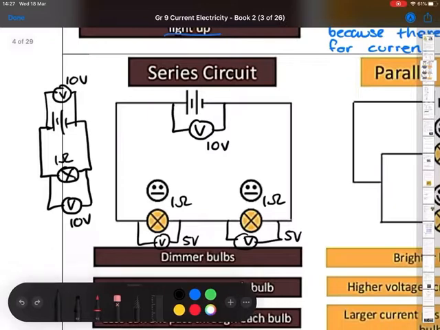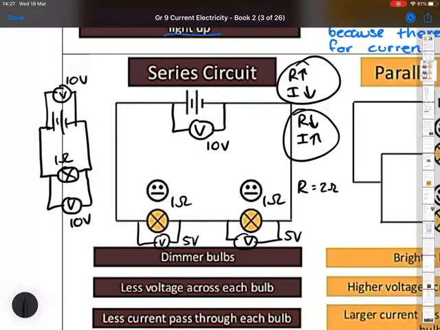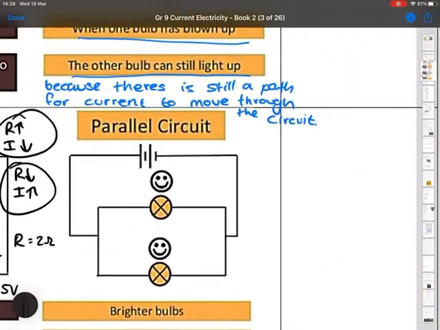So the current isn't slowed down as much as in this circuit, when we've now got 2 bulbs with 1 ohm and 1 ohm. So the total resistance for this circuit with 2 bulbs would be equal to 2 ohms. More resistance, remember, as resistance increases, current would go down. If you had resistance decreasing, then current would go up. Please remember that there's an inverse proportion between resistance and current.